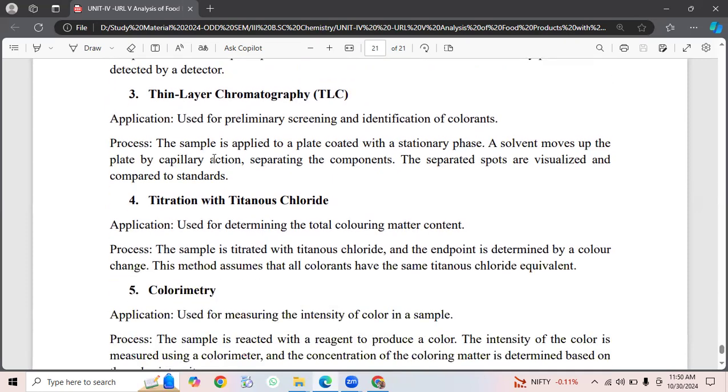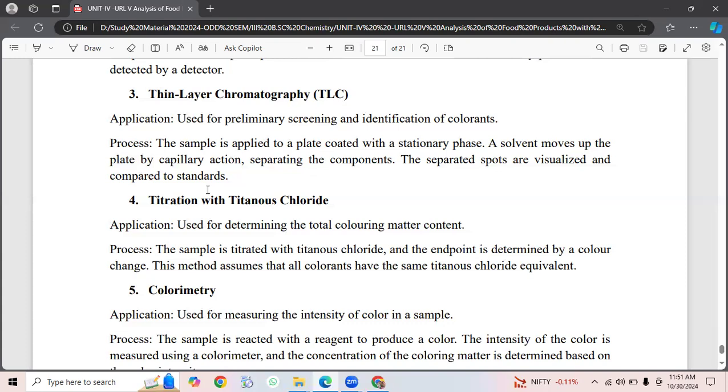The next method is thin layer chromatography, TLC. It is very much useful for a preliminary screening and identification of colorants. So this TLC should be the preliminary screening test for the food, as well as the identification of colors, whether it is natural or synthetic. The sample is applied to a plate coated with the stationary phase. The solvent moves up the plate by capillary action, separating the components. The separated spots are visualized and compared to the standard one.